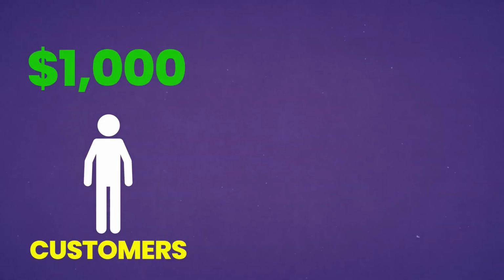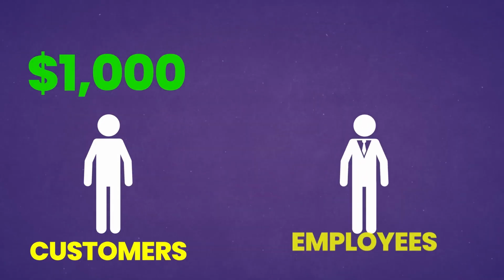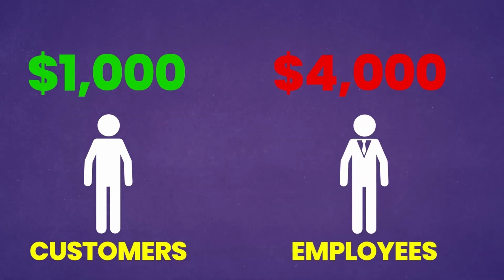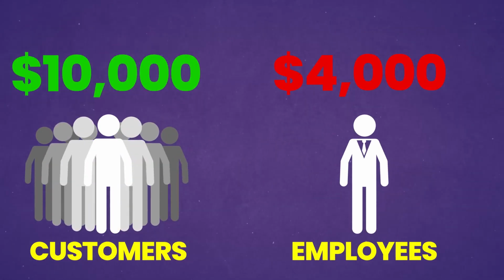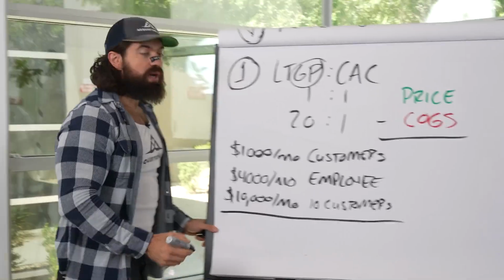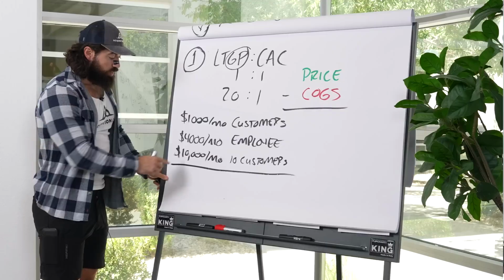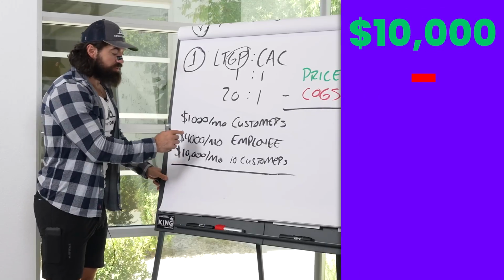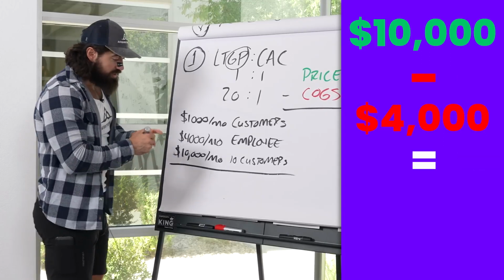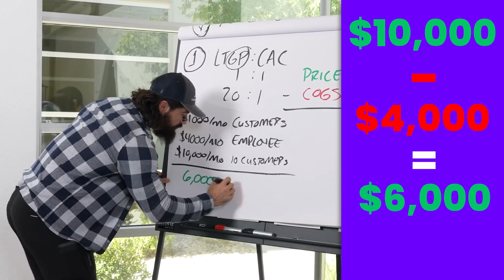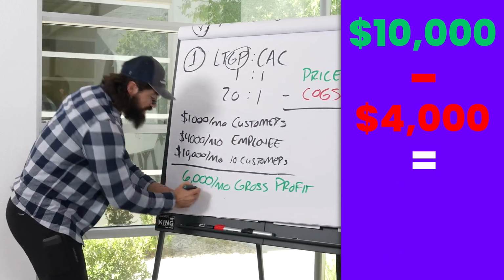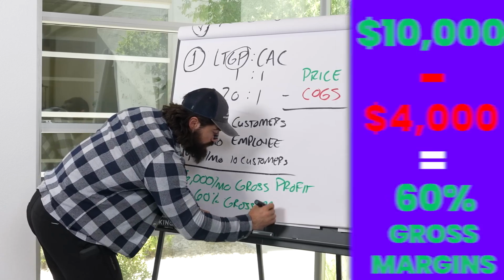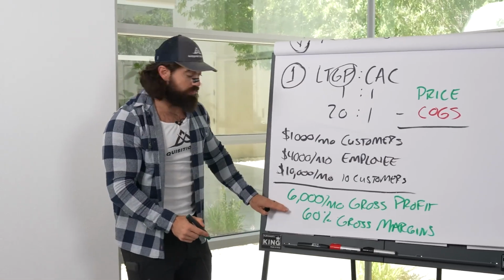If I sell customers for $1,000 a month, and I have an employee who costs me $4,000 per month, and each employee can handle 10 customers. That means each employee handles $10,000 per month for 10 customers. So now all we have to do is say, what is our gross margin? We're gonna take the $10,000, we're gonna subtract $4,000 from it, and that gives us $6,000 per month gross profit, which you'll sometimes hear expressed as a percentage, which would be 60% gross margins. Both of these are the same thing. One is an absolute number, the other percentage.